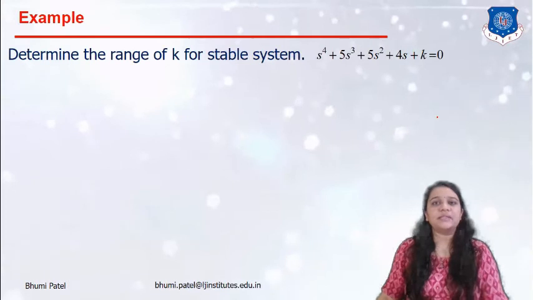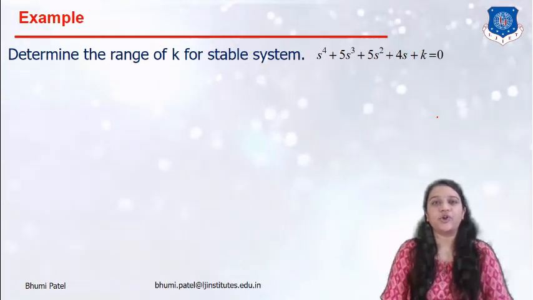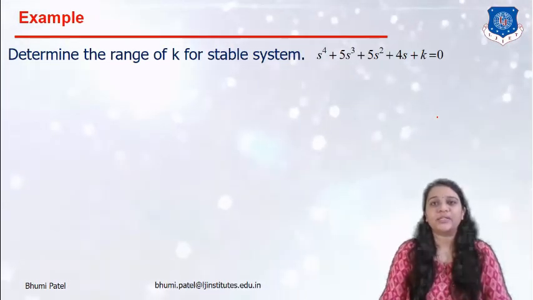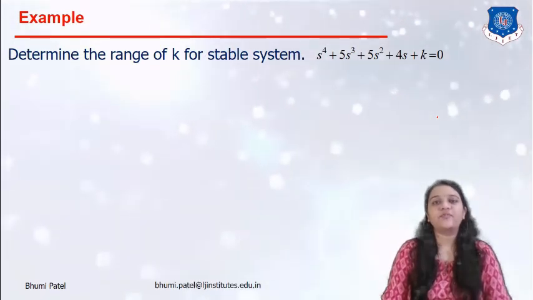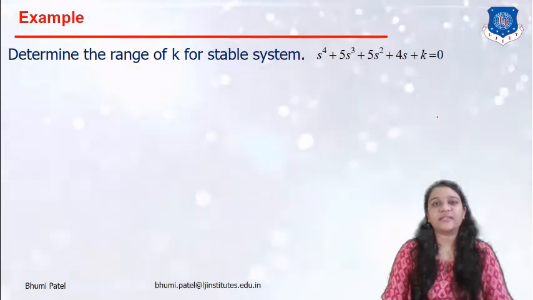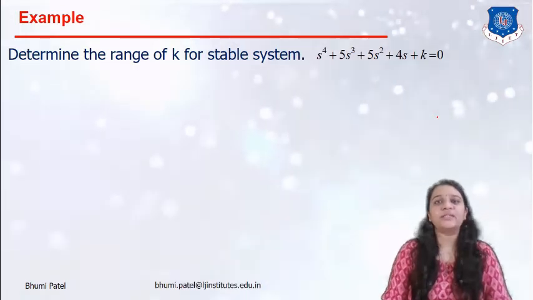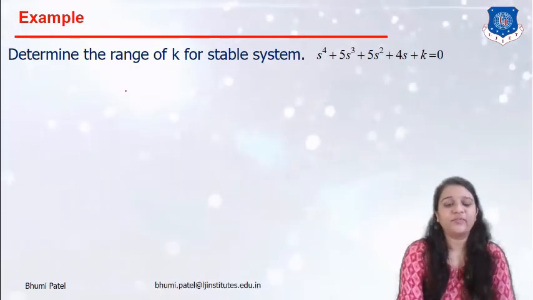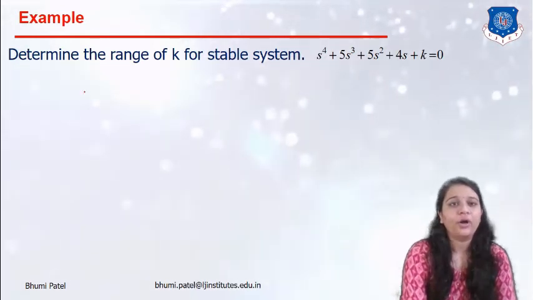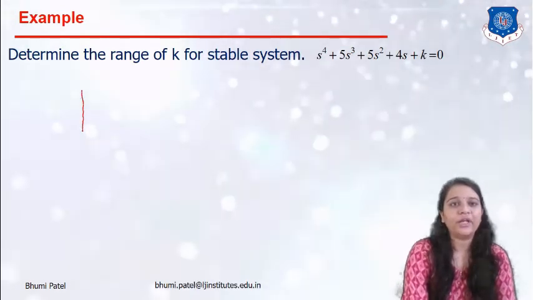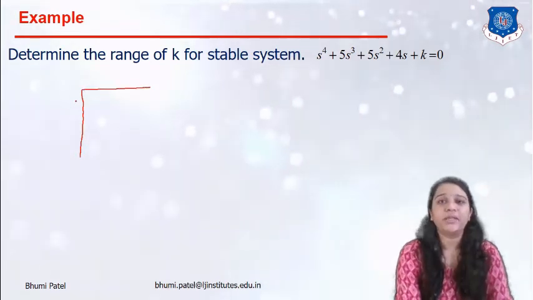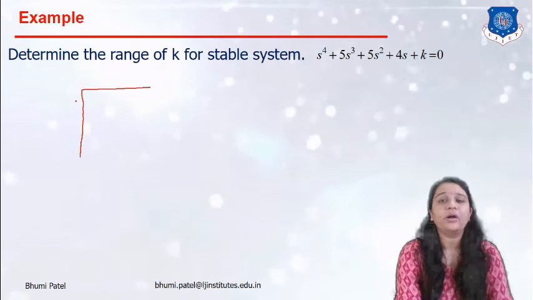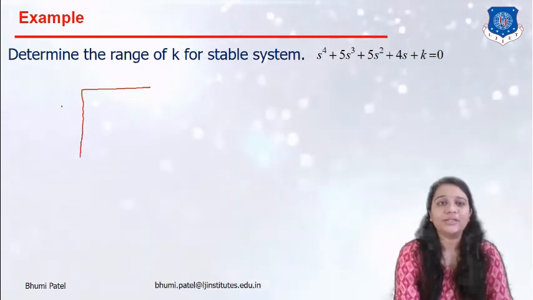So the first example is: determine the range of k for the stable operation, and the system equation is s raised to 4 plus 5s cube plus 5s square plus 4s plus k is equal to 0. So the first step is we have to draw a Routh table for the particular system equation.